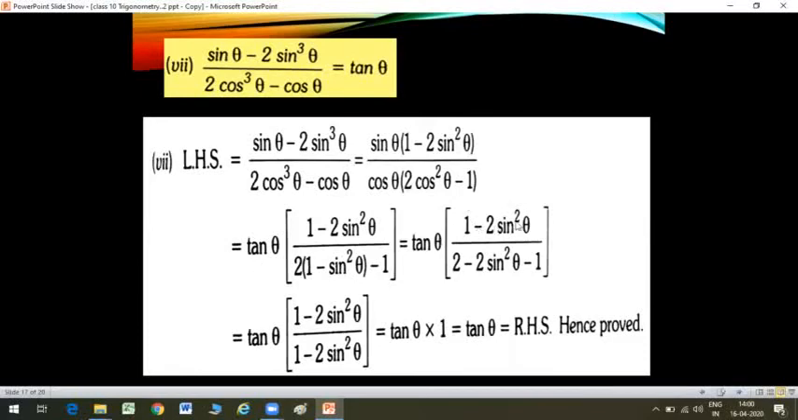Bracket in the numerator it is 1 minus 2 sin square theta, and denominator open this bracket, then 2 multiplied by 1, 2 minus 2 sin square theta minus 1. So tan theta, then in the bracket in the numerator it is 1 minus 2 sin square theta, and now denominator also 1 minus 2 sin square theta. Then 1 minus 2 sin square theta in the numerator and the denominator cancelled, so which is equal to tan theta multiplied by 1, which is equal to tan theta, equal to right hand side.